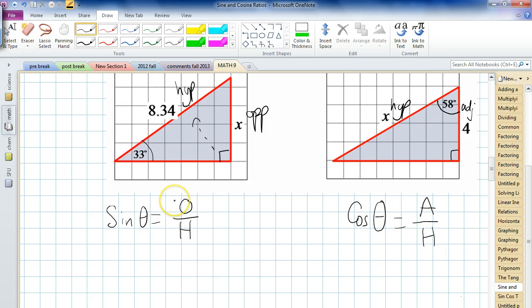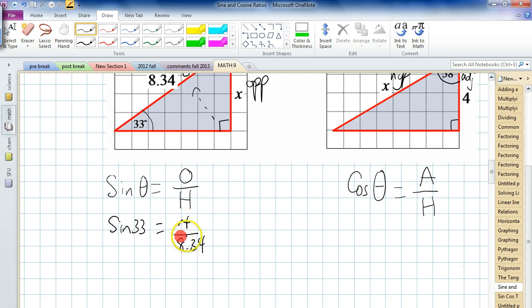Let's first focus on this one here. So again, that's why the first step is to label the lengths of the triangle. That's always the first step, to label the lengths of a triangle. Then you figure out what formula you're going to use, and then you just sub in the numbers. So sine of 33, that's the angle we're talking about. So sine of 33 is equal to the opposite, we don't know, let's just call it x. The hypotenuse is 8.34.